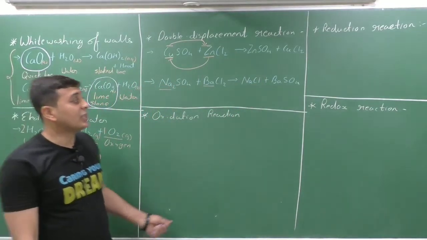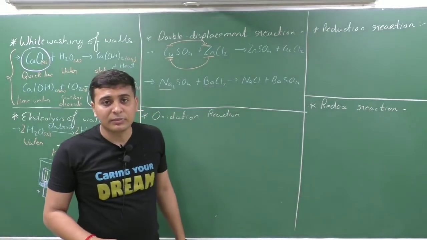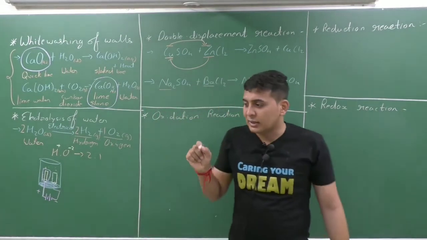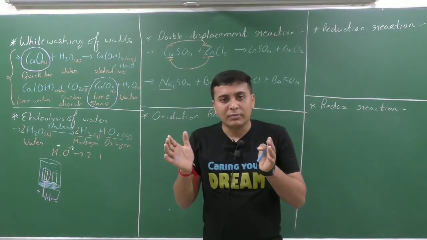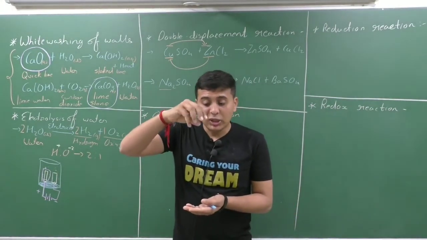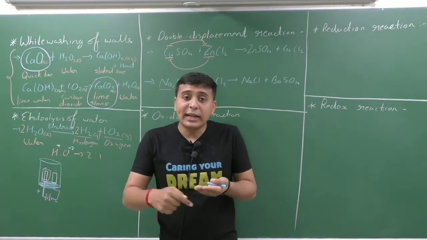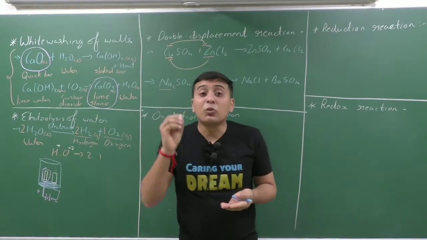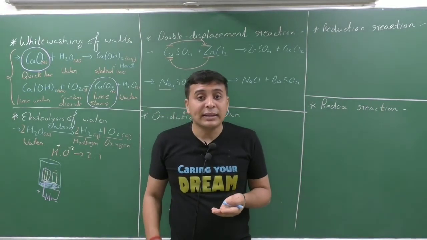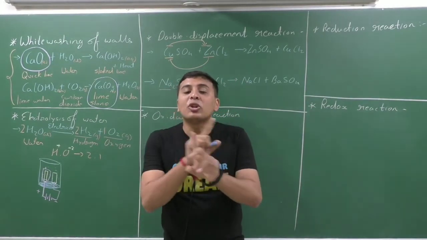double displacement reaction, one of the products can be insoluble in water. It means, for example, I am taking a glass filled with water, and I am adding salt particles into it. It means the salt will get dissolved. Clear? But what if I add sand particles into the water? If we add sand particles into the water, then they are not going to be dissolved.